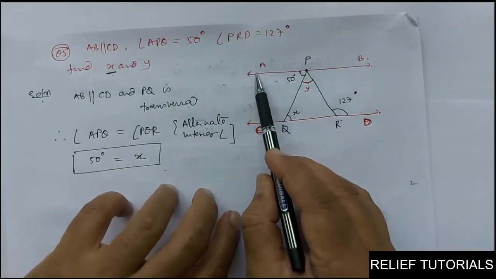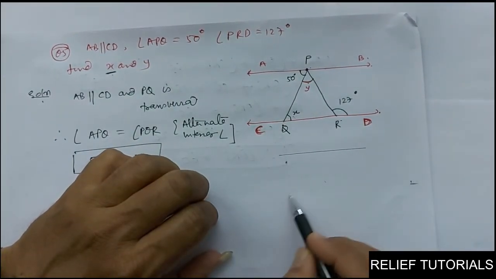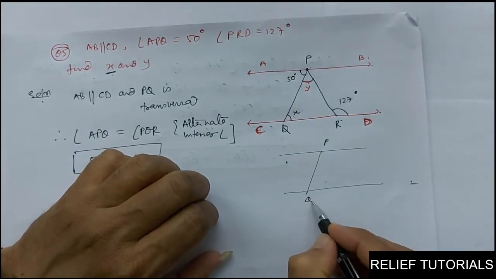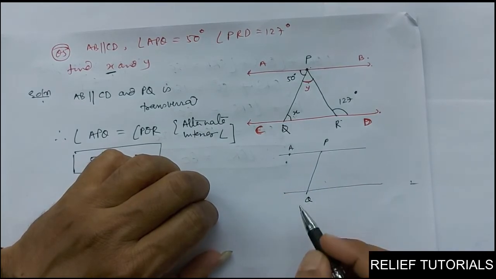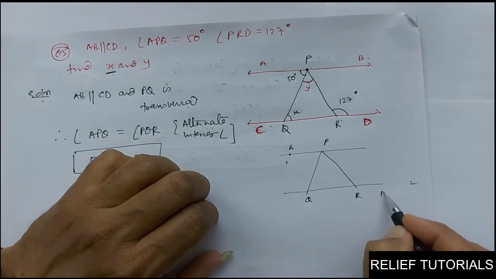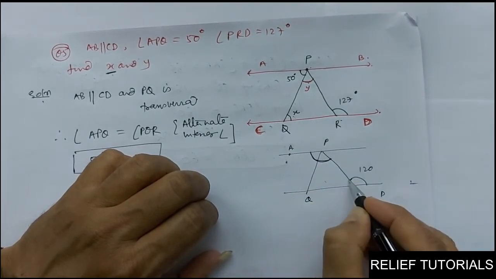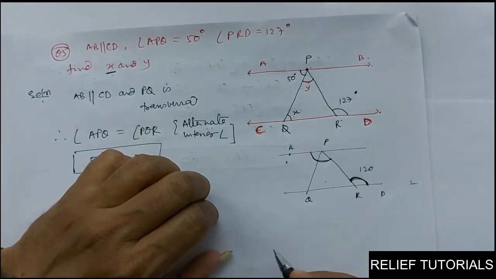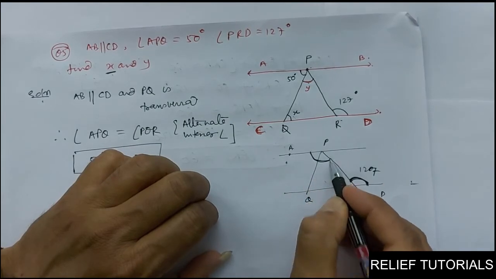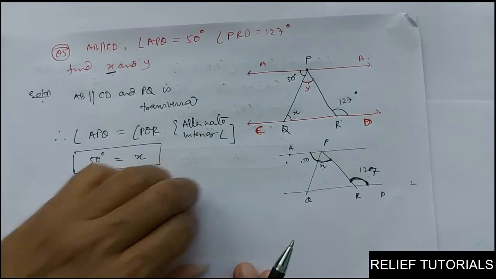Now you see here, these two angles. So I will draw the diagram here. This is P, this is Q, this is A. R, B. This is 127. These two are alternate angles. This and this are alternate angles. Here this is 50 and this is x. So we can say x plus 50 is equal to 127.